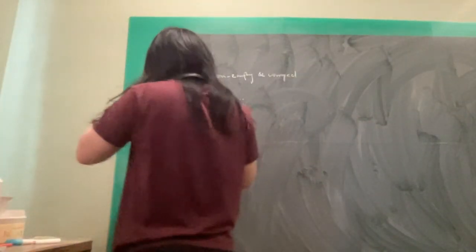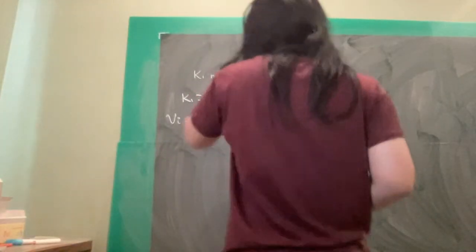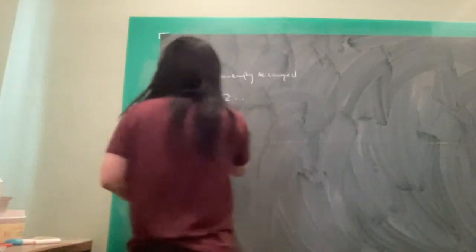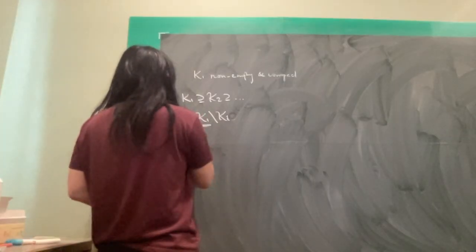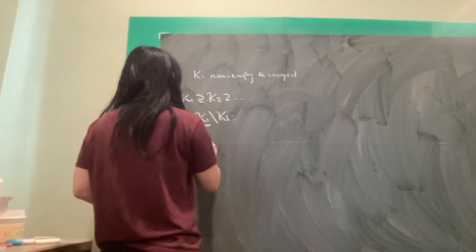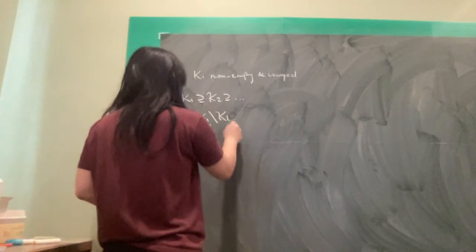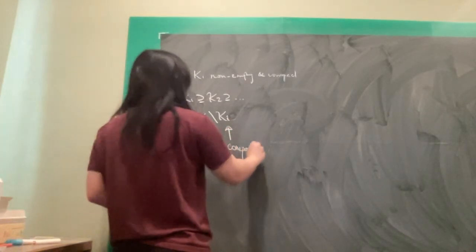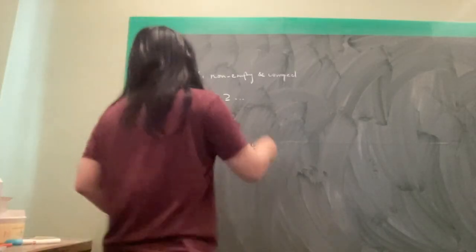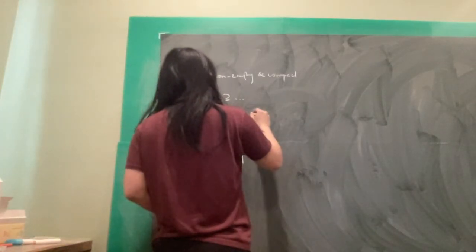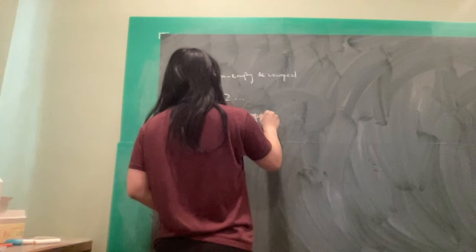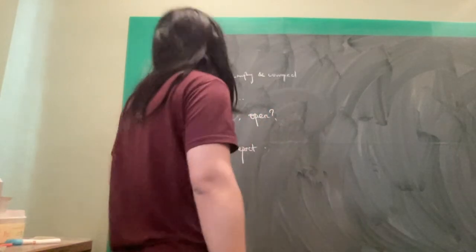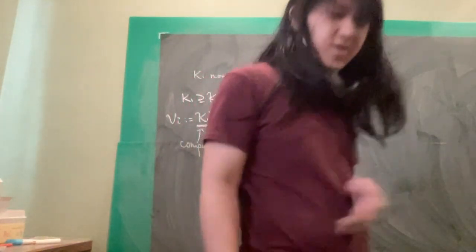K1 remove Ki. This is compact. This is compact. This is open. Open? Yeah, sure, it's open.